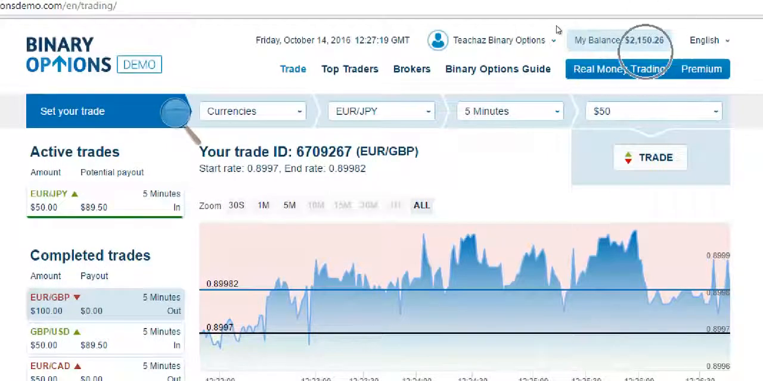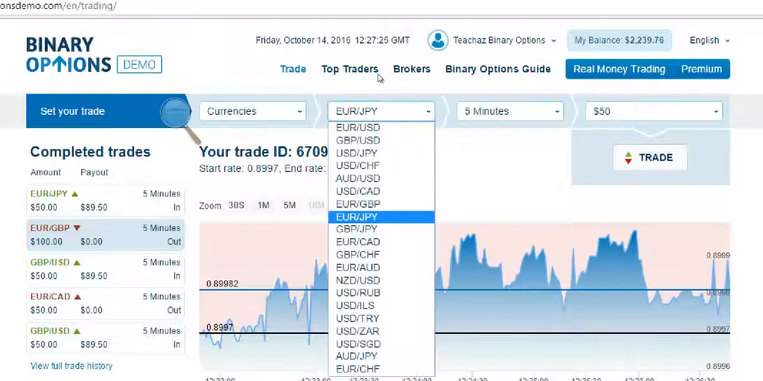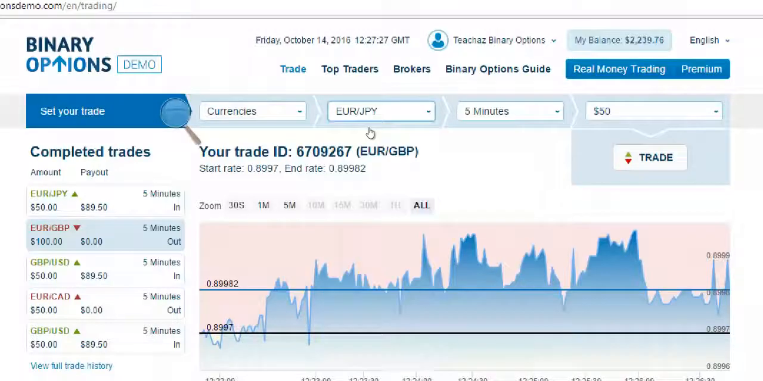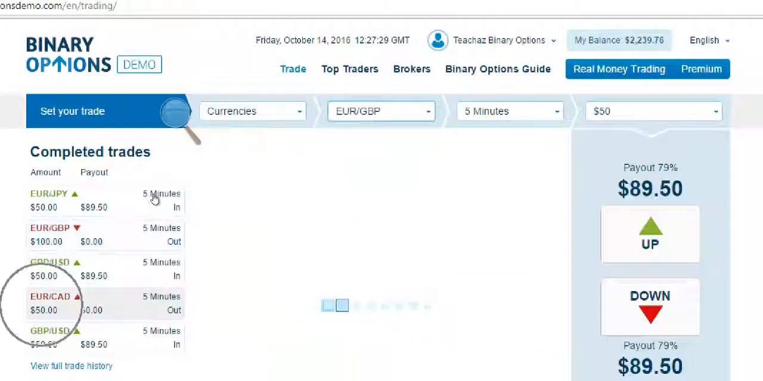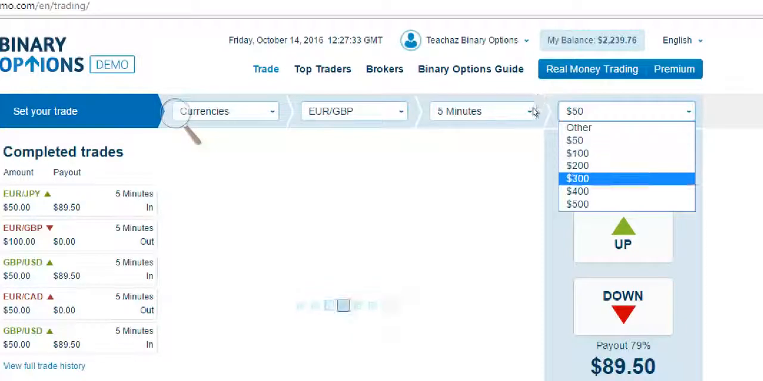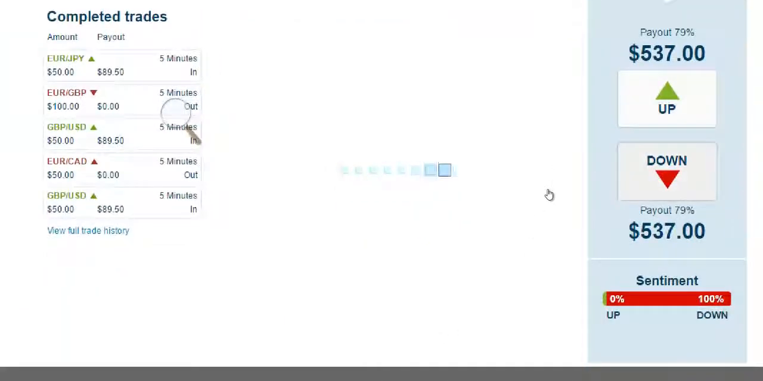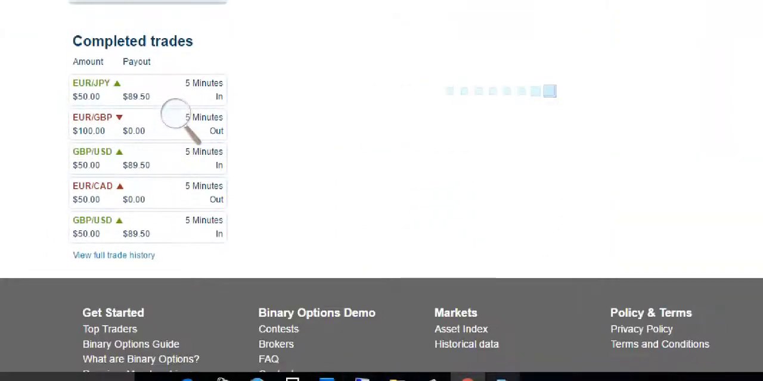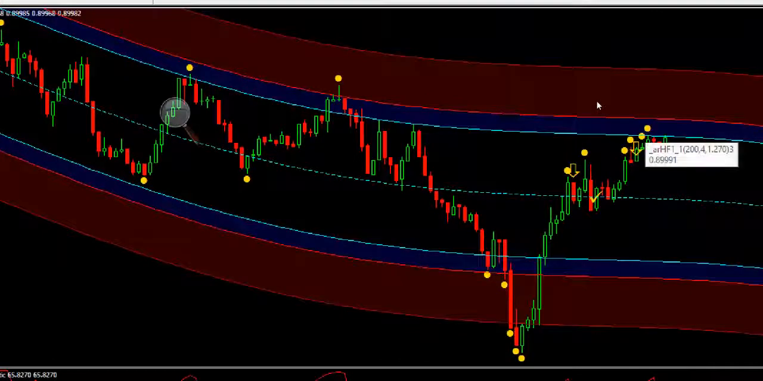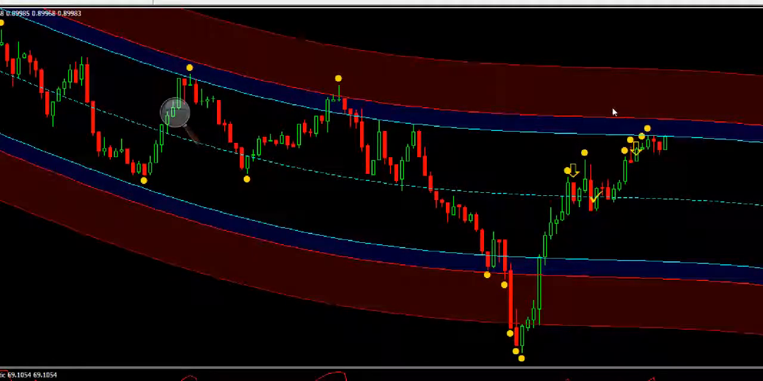Now it's 2,239. I still have to cover back my loss. Since I lost the 50 and the 100, this time I'm supposed to be putting a 250, but since I don't have 250 here, I'll just simply put a 300. And since I got a signal here, the last signal was saying down, but it keeps on saying going up, I'll take this one to be my next trade.